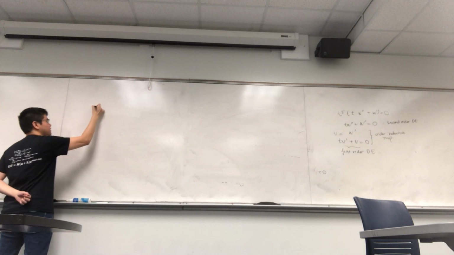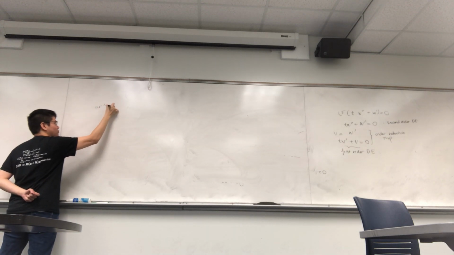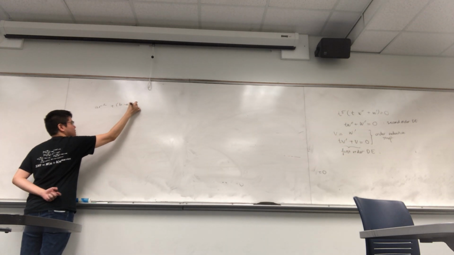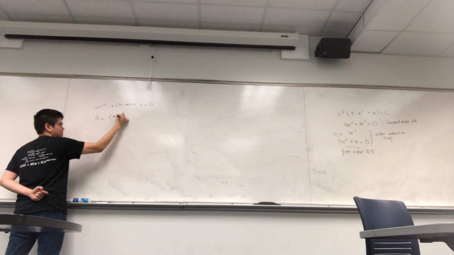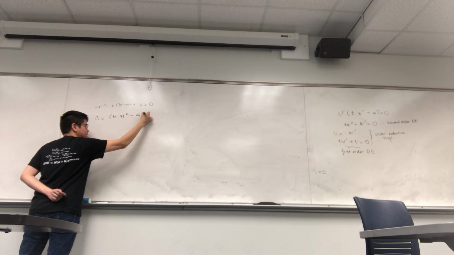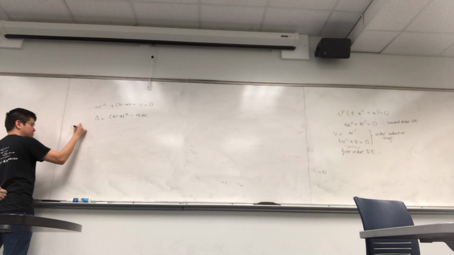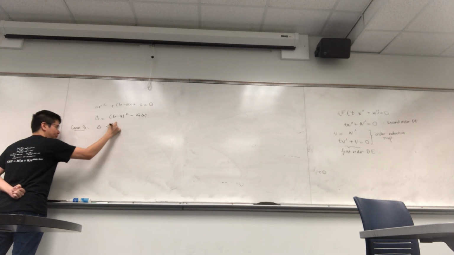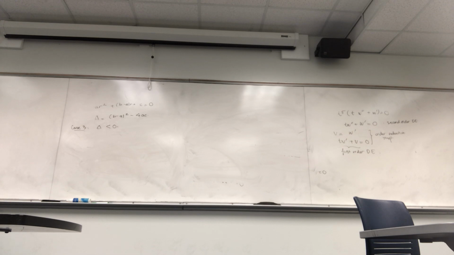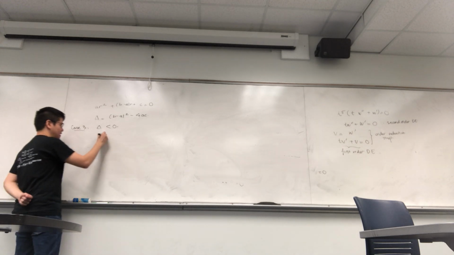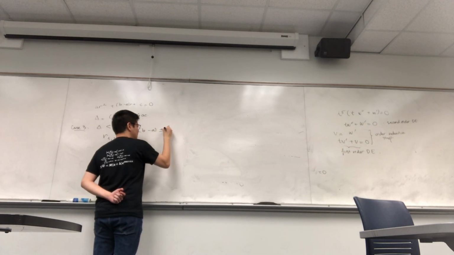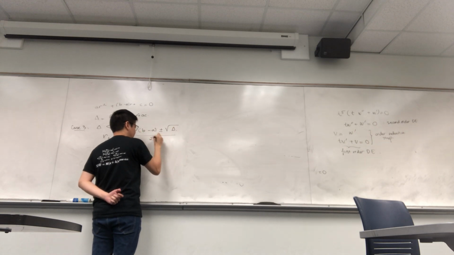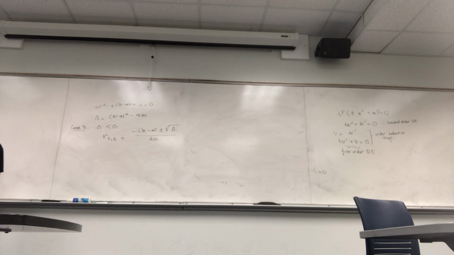So the third case: the characteristic equation is a r squared plus (b minus a) r plus c equals 0. The delta now is (b minus a) squared minus 4ac, right? Case number 3: delta is negative. In this case, you also have two roots, as we discussed in the previous class. The two roots will be r equals minus (b minus a) plus or minus square root of delta over 2a. In this case, delta is negative.